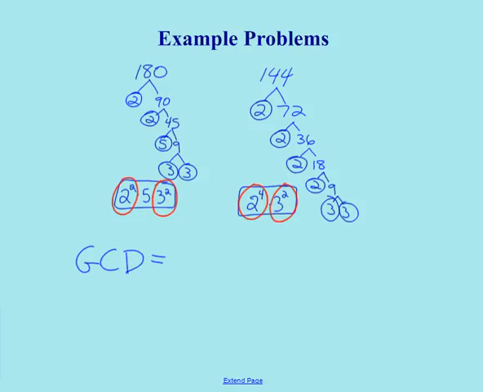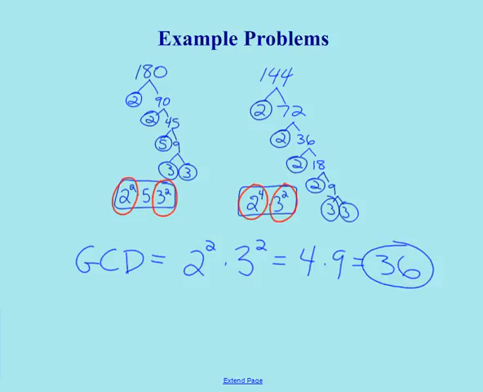So we have our common factors, but if you remember, we want the common factors with the smaller exponents. So 2 squared is smaller than 2 to the 4th, so we're going to use 2 squared. And 3 squared and 3 squared, there isn't a smaller exponent, so we use 3 squared. So 2 squared is 4, 3 squared is 9, 4 times 9 is 36.